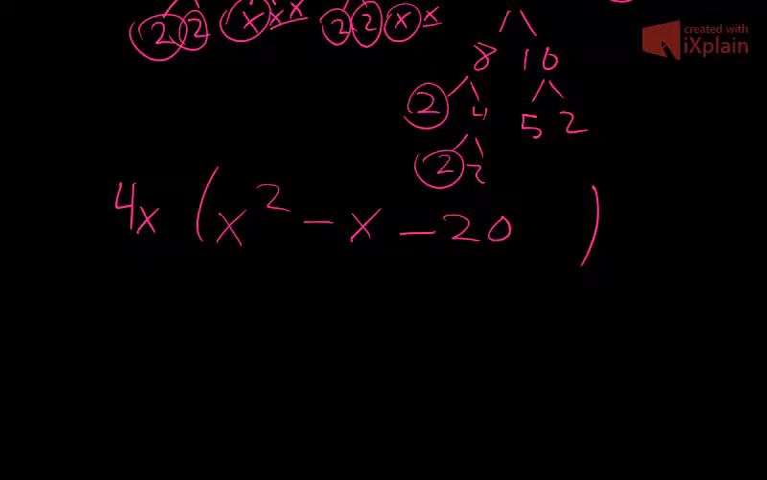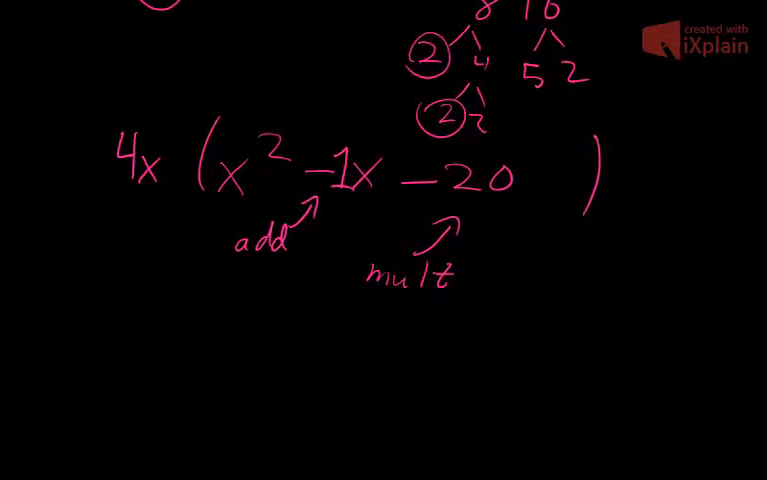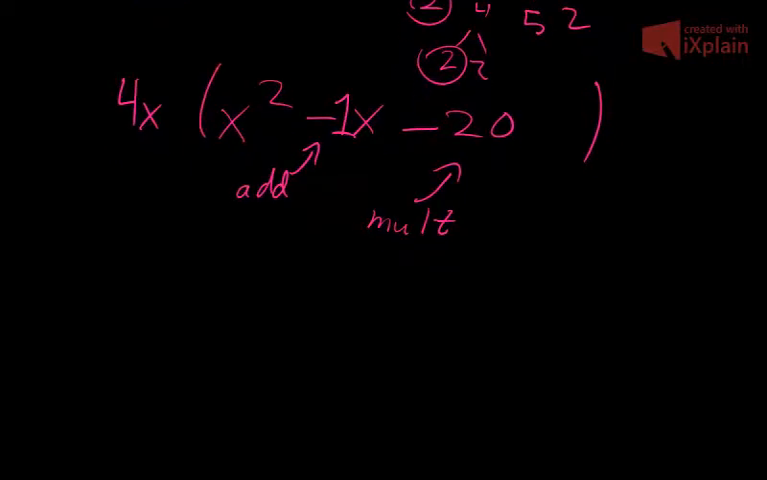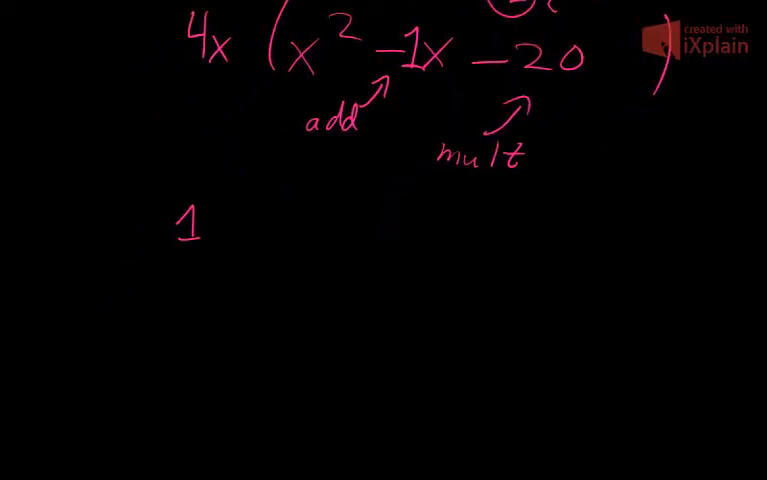So now the question is, once again, this right here is going to be the same as negative 1x. So if we're looking for a number, we need to be able to add to negative 1 and multiply to negative 20. So if it multiplies to a negative, that means I have one positive and one negative number. Ways I can get to 20. I'm going to write down all the factors of 20.